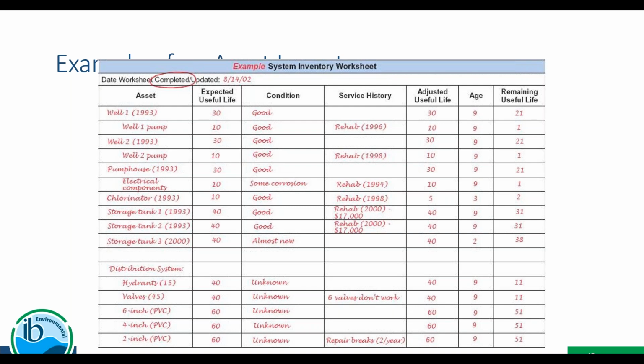And if the utility that you're working with is not doing it right now, they will at some point regret not doing it because they'll apply for a loan program and not score as well as some of the utilities that are doing asset management. So there are different ways that it's being promoted, but not mandatory in all cases.